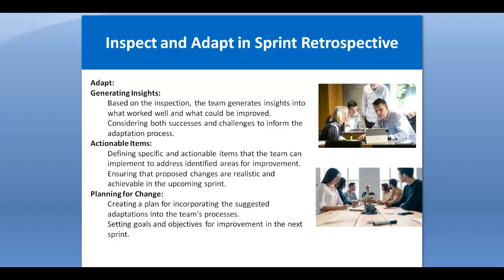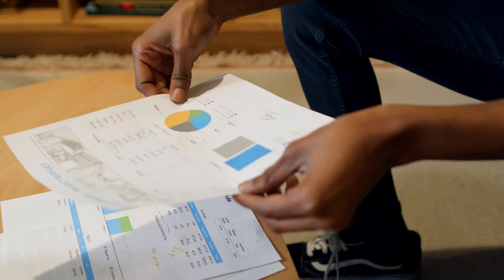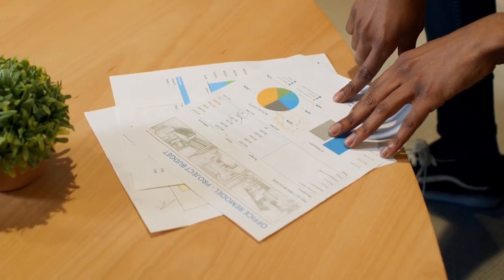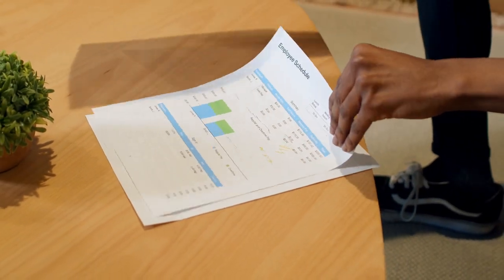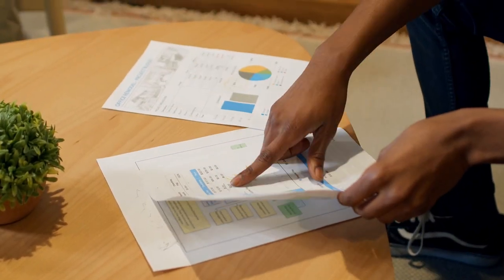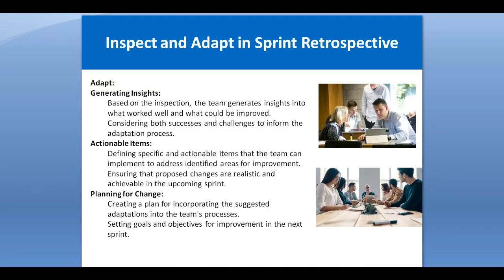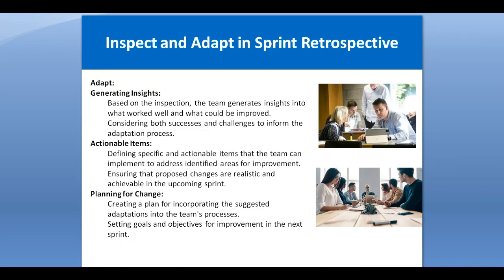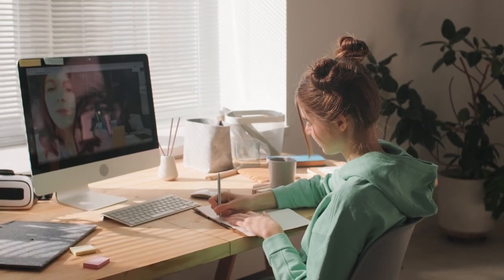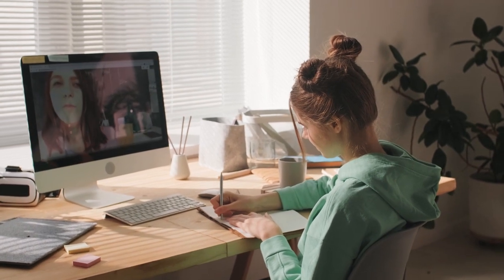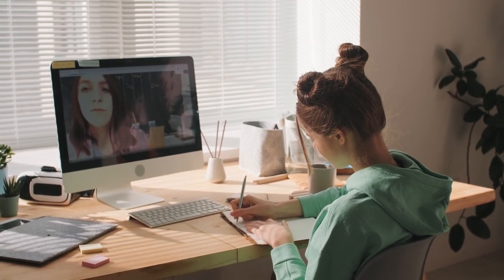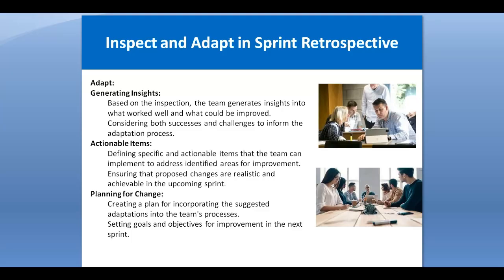Adapt means the changes which you can make as per your processes and your scenario. Generating insights means that based on the inspection, the team generates insights into the work which has been completed and could be improved, considering both successes and challenges to inform the adaptation process. Then actionable items means defining specific and actionable items that the team can implement to address the identified areas for improvement, ensuring that proposed changes are realistic and achievable in the upcoming sprint.